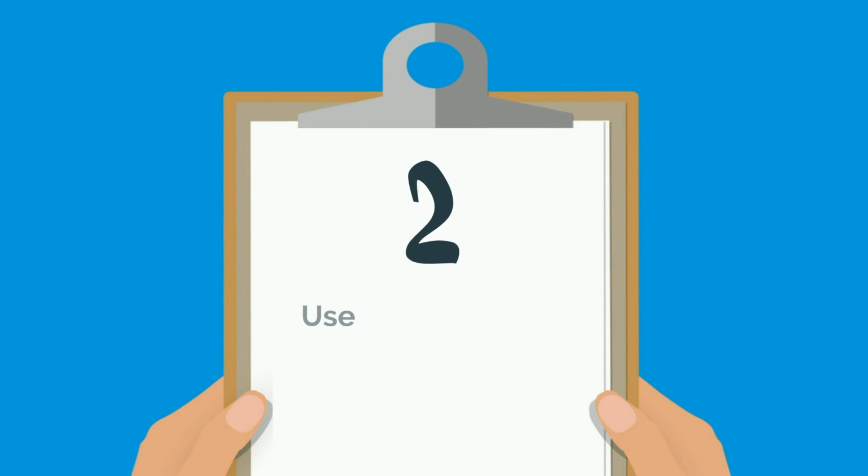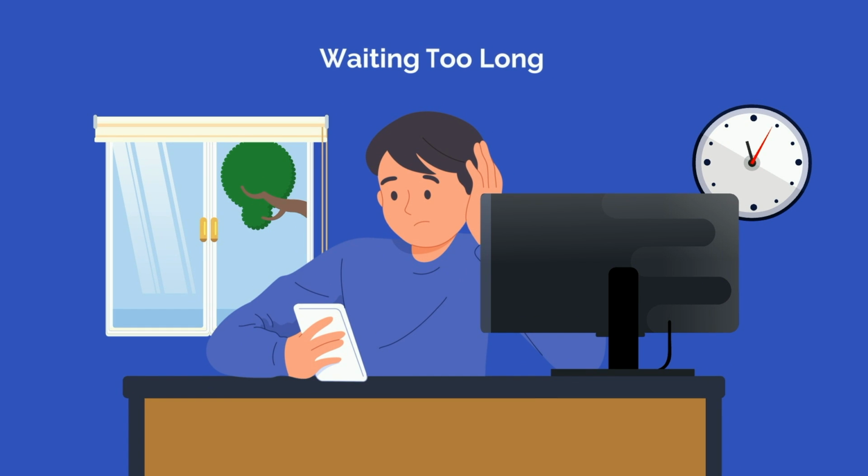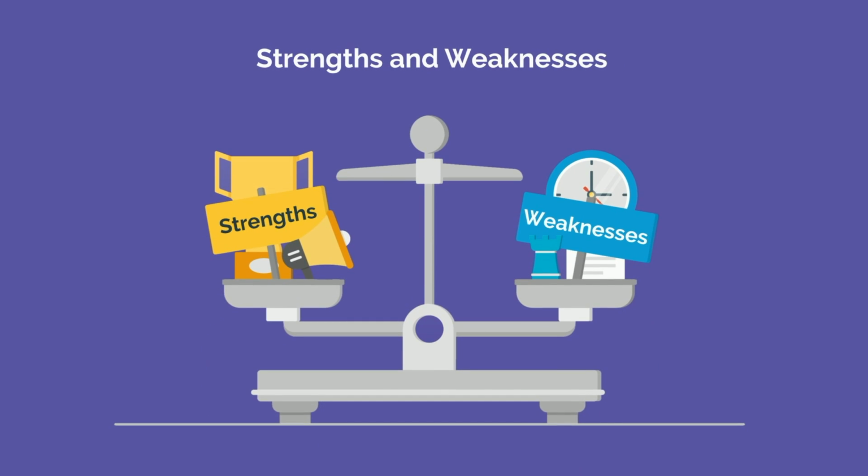Number 2, use practice tests early and regularly. Most students studying for the MCAT or USMLE make the mistake of waiting too long into their study period to take a practice test because they don't want to waste them. That is going to hold back your score. You want to establish a baseline early on to track your improvement throughout the process. In addition, you want to assess your strengths and weaknesses so that you can tailor your studying.